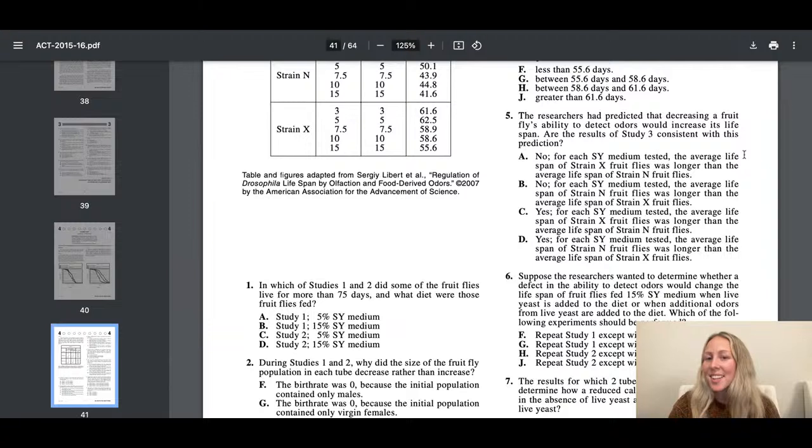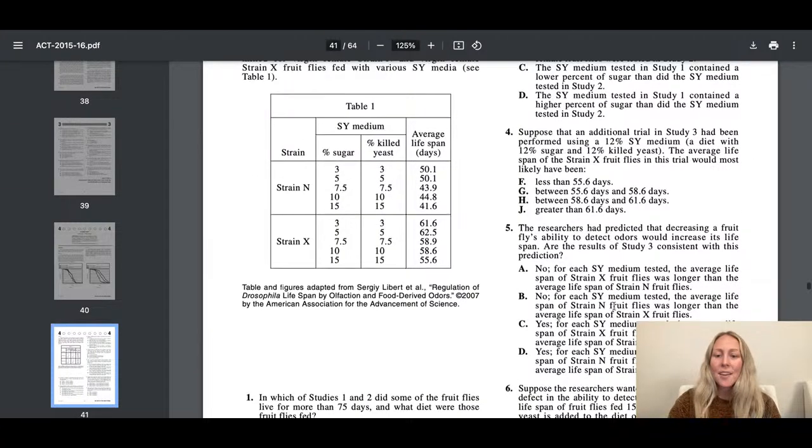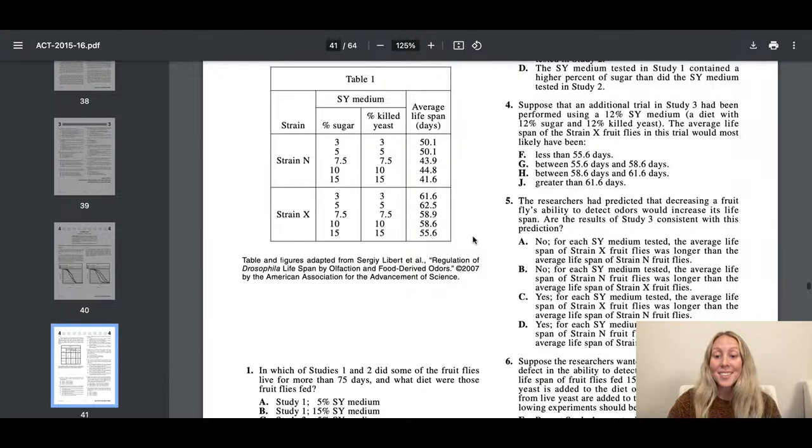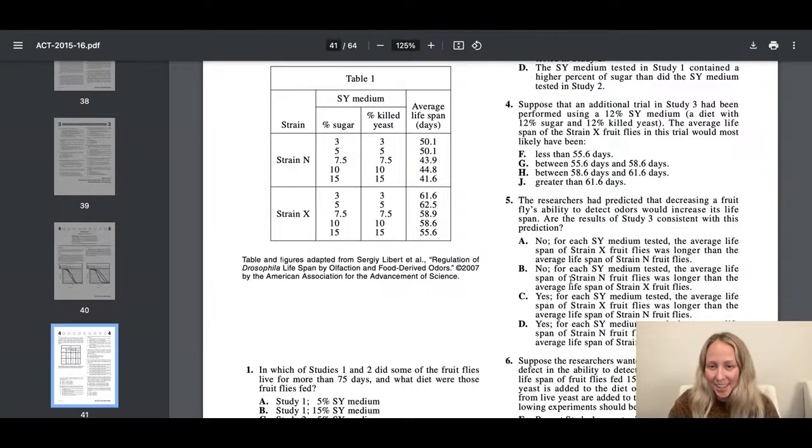Question 5. The researchers had predicted that decreasing a fruit fly's ability to detect odors would increase its lifespan. Are the results of study 3 consistent with this prediction? So we have no and yes. And then we have strain X lives longer or strain N lives longer. Well, we already see over here, strain N lives between 41 and 50 days. And then strain X lives between 55 and 61 days. Strain X lives longer always. So we can cross out the ones that say strain N lives longer. So not B and not D. So either A or C, either yes or no.